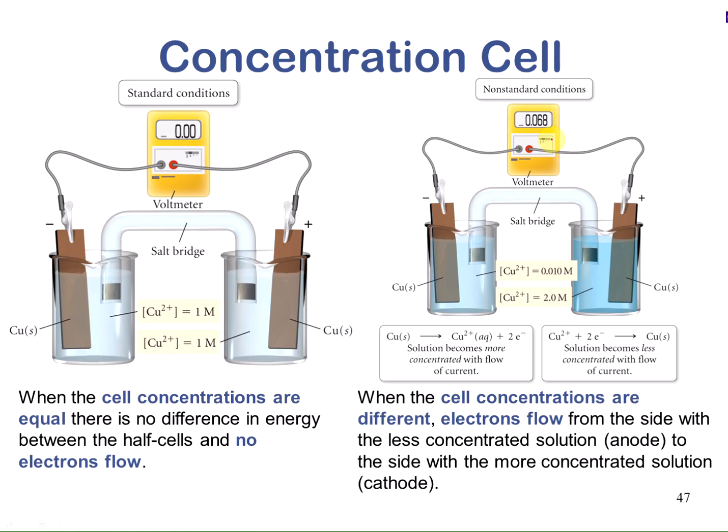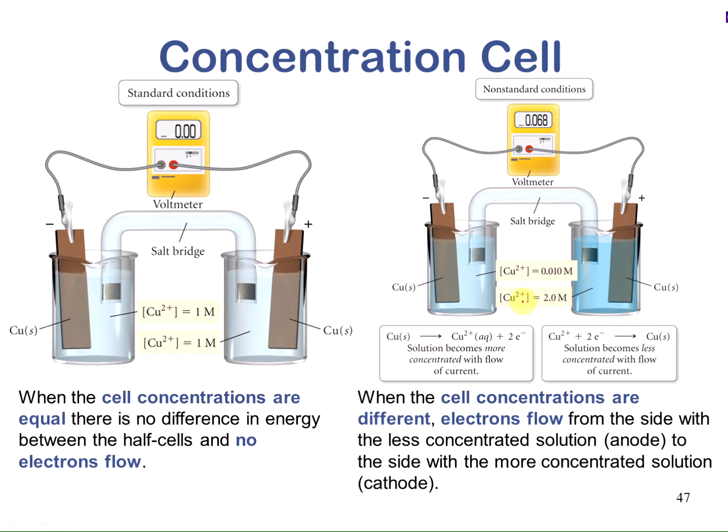We set up the voltmeter so that a positive reading is shown, because a positive value means a spontaneous reaction. So in this reaction, the electrons are going to continue to flow until the concentrations of these two are the same. So as the concentrations of these two cells try to become the same, the lower copper concentration is going to go up in value, and the higher one is going to go down in value. So the only way the copper solution can increase its concentration is for the oxidation to occur.